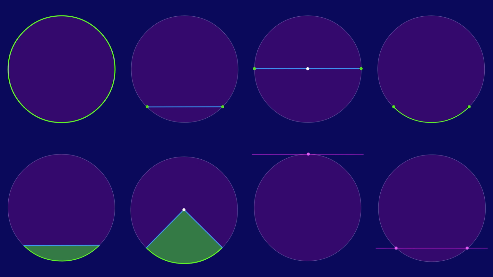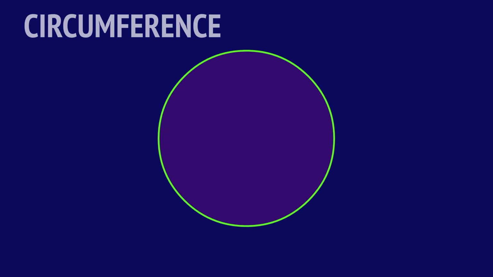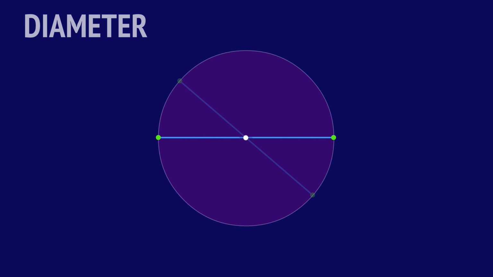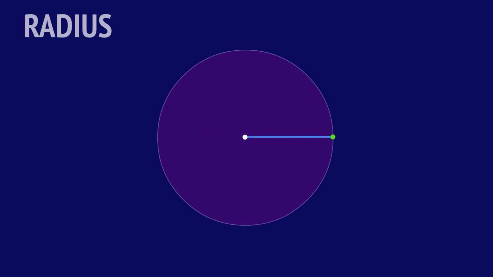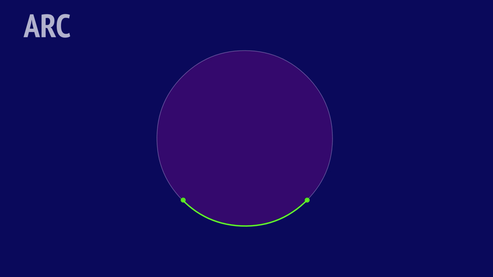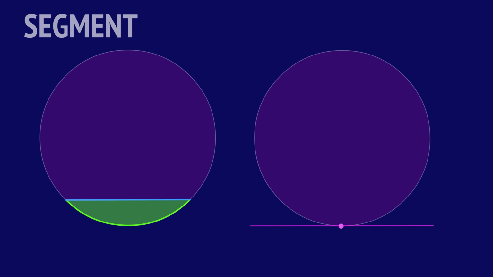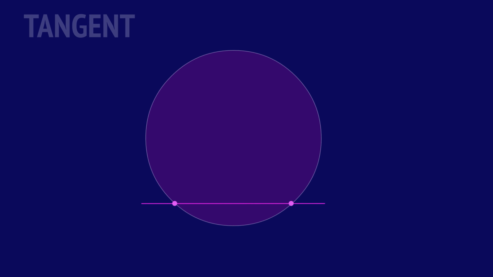So, in this video we've reviewed all the important circle terms we need to be familiar with. We've looked at the circumference, a chord, a diameter, a radius, an arc, a sector, a segment, a tangent, and a secant.